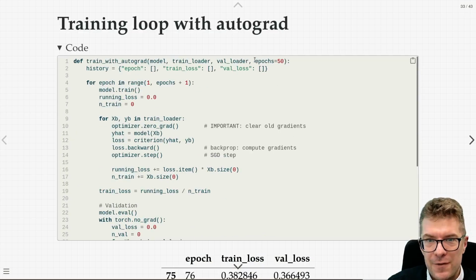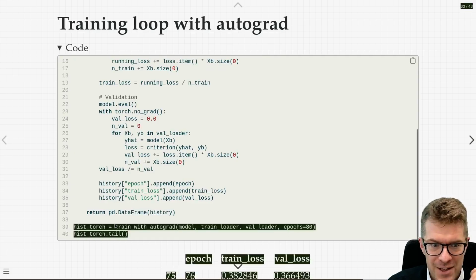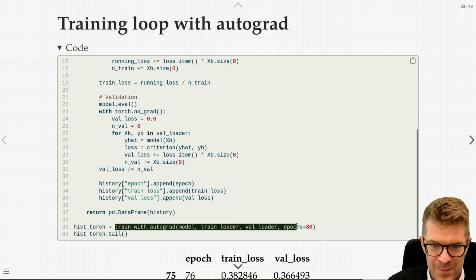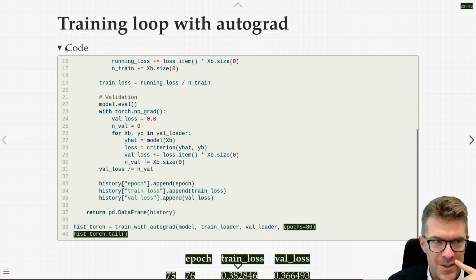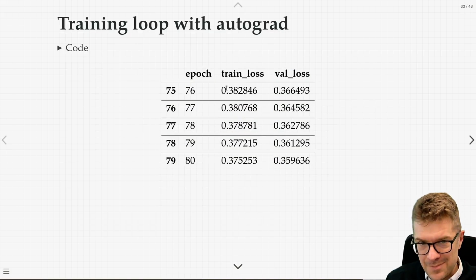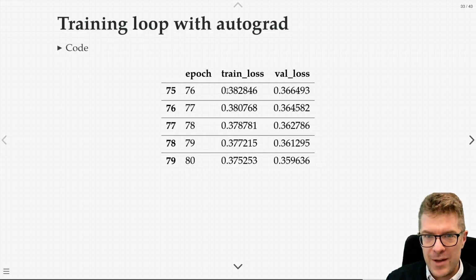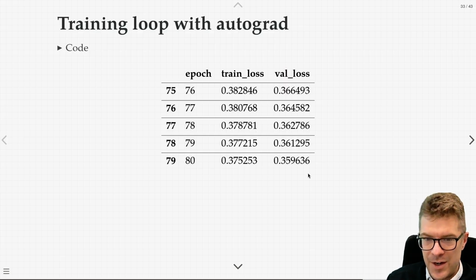This is the default value of epochs for this particular function, but when I actually called it, I called it with 80 epochs right down here. So nothing mysterious, everything's good. Cancel red alert. Just like we saw before in the manual case, we have training loss, which is getting better and better and better and better. We have validation loss, which is getting better and better and better and better. So things look pretty good here.